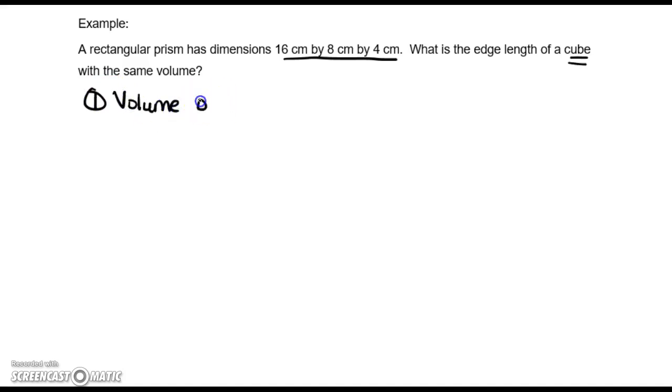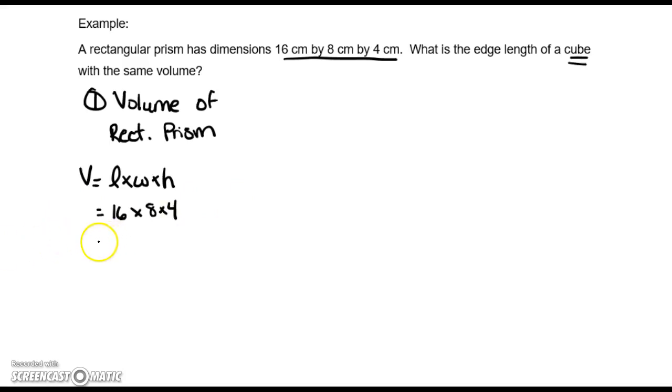So here we're going to find the volume of the rectangular prism. If you remember back to your previous math classes, the volume of a rectangular prism is your length times your width times your height. And that is given by these dimensions here. So you go 16 times 8 times 4. If you put that into your calculator, or if you can do that by hand, which would be amazing, you would find that your volume is 512 centimeters cubed.